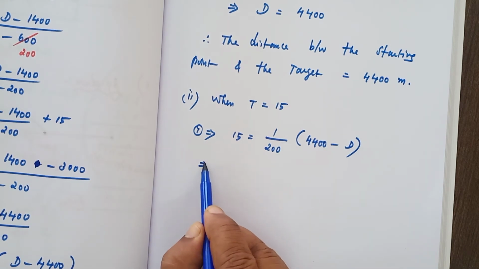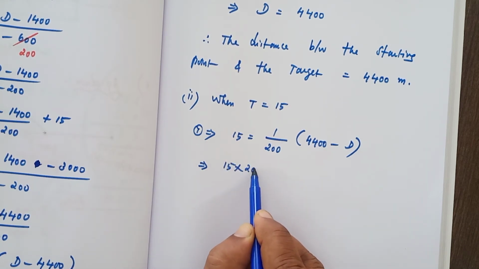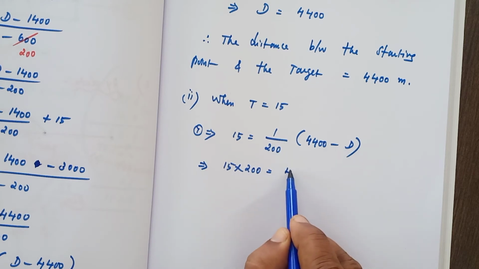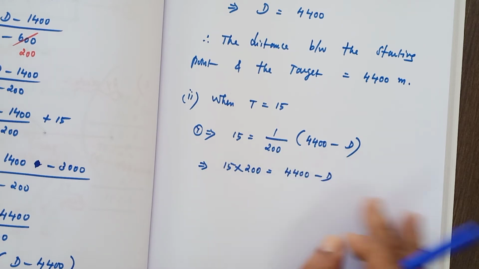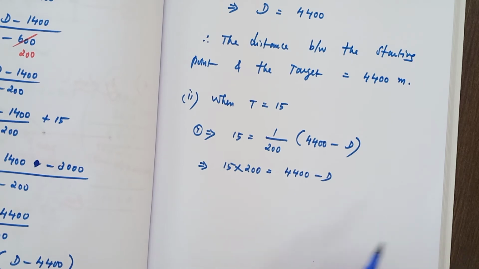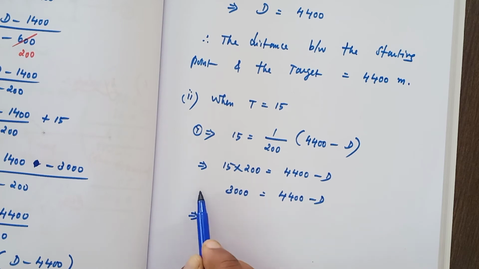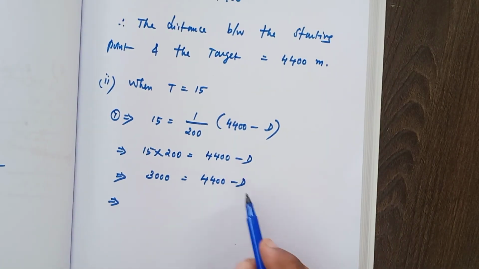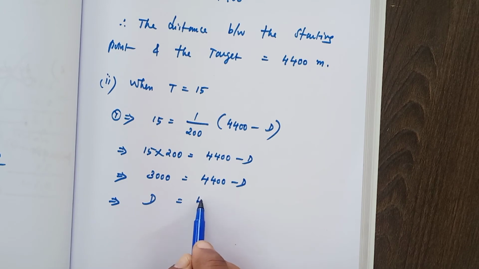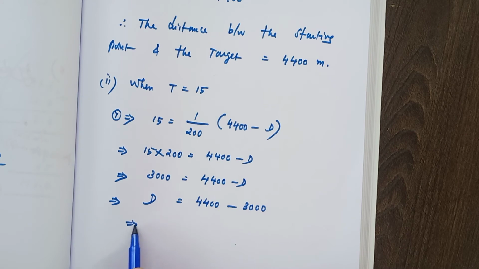Now I have to cross multiply: 15 into 200 is equal to 1 into 4400 minus d. Multiply these two, you will get 3000. That is equal to 4400 minus d, which implies minus d comes to the left-hand side as plus d, that is equal to 4400 minus 3000. Therefore, d equals 1400 meters.